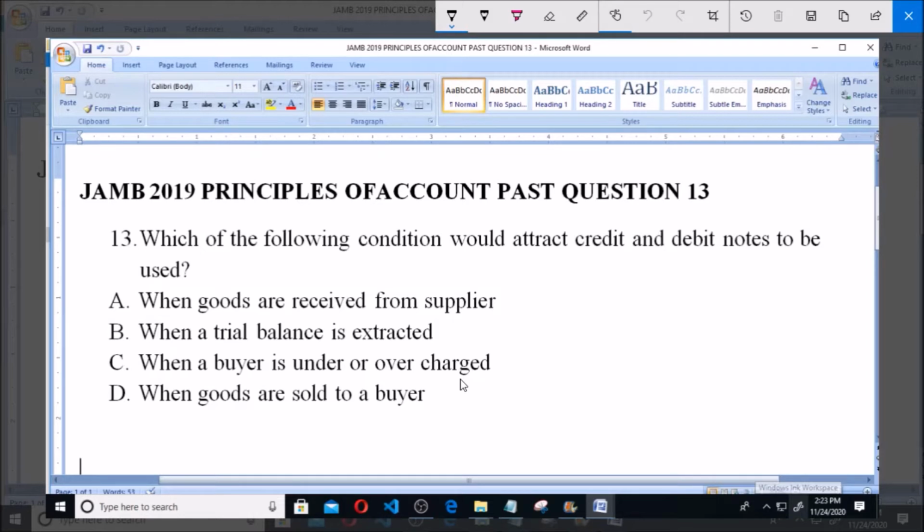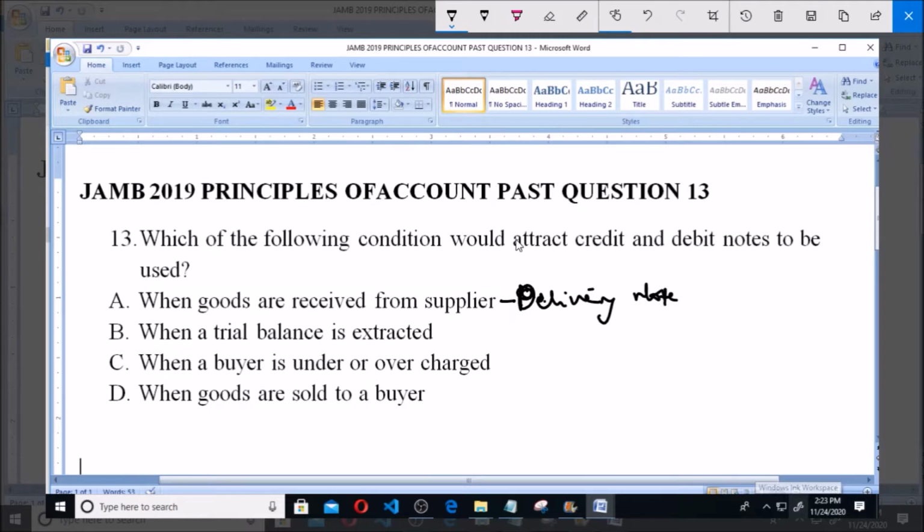So, option A. Option A says when goods are received from suppliers. When a good is received from a supplier, the person gets what is called a delivery note. A delivery note shows that the goods have been delivered to A, B, or C, individual or company as the case may be.